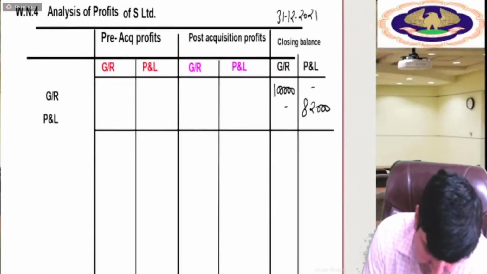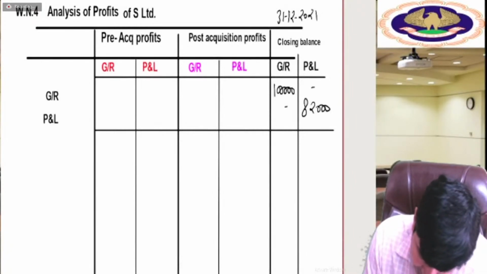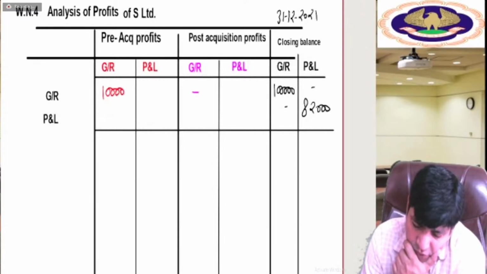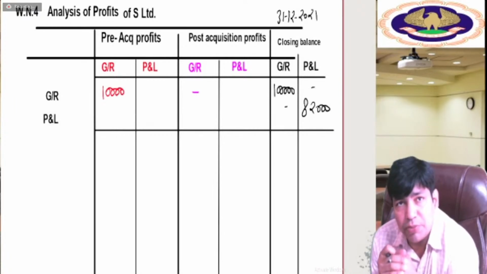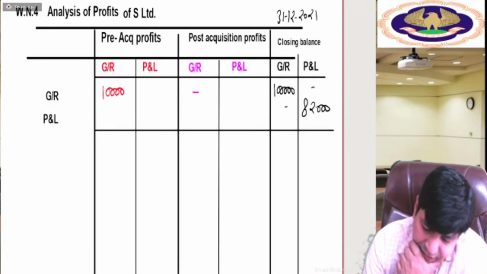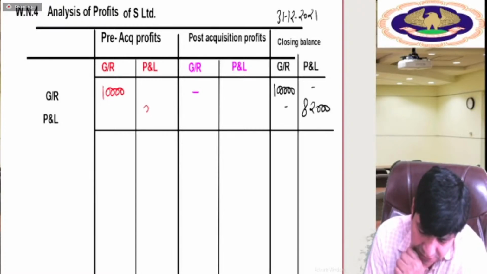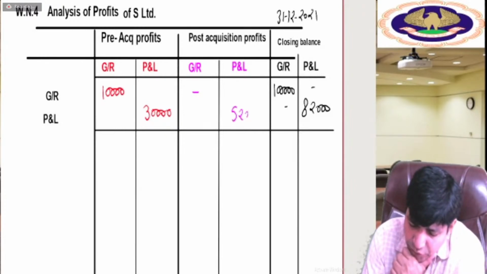Basically, the graph is just showing the analysis of profit, beta. We are able to see here that the balance of general reserve was 1 lakh from the beginning. There is no change in the post acquisition period in the general reserve. There is no transfer from P&L to general reserve during the post acquisition period. One more thing: in the case of profit and loss, how much amount do we have? 30,000 balance. It seems that 50,000 we have earned during the post acquisition period.